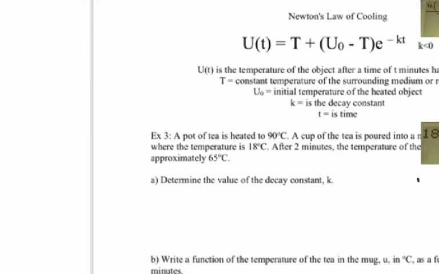This is kind of an important formula, and what it deals with is the following. It talks about when you take something like, for example, out of an oven. Let's say somebody makes chocolate chip cookies, and they're cooked in a 350 degree oven. When they first come out of the oven, they're 350 degrees.